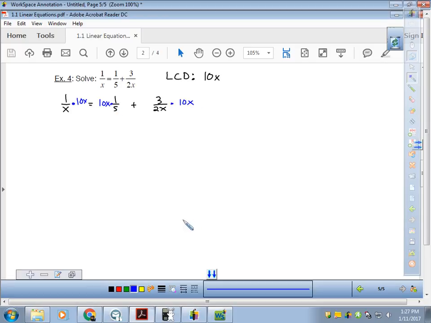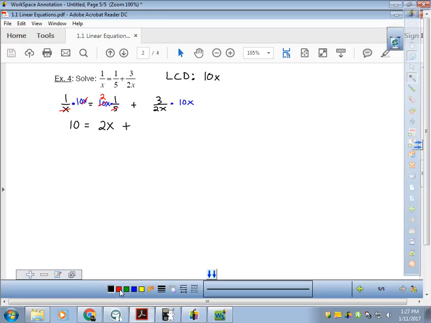Now, since I'm doing it to every term of the equation, I'm not actually changing the validity of the equation, and so it's okay. It's allowed. What's nice here is when we do this, this x on the bottom cancels out this x right here, and so all we have to do is 1 times 10. Well, 1 times 10 is just 10. On the next term, this 5 on the bottom can cancel out with the 10. How many times does 5 go into 10? 2 times. So I have 2x getting multiplied by 1. 2x times 1 is just 2x.